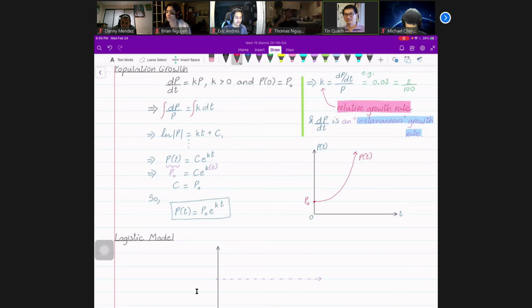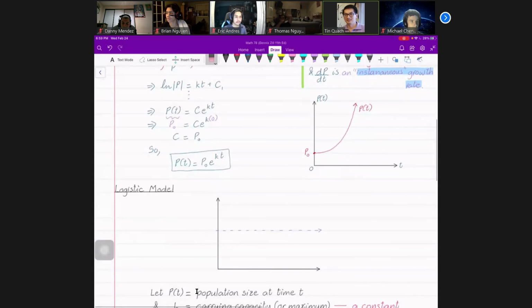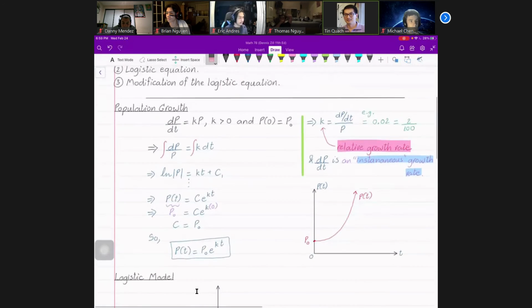And we talked about that before. This is not a good model to use for human population because our population does not grow indefinitely. From the graph, it says that the population increases infinitely. So that's not right. Now, let's go to the next topic, which is the logistic model.